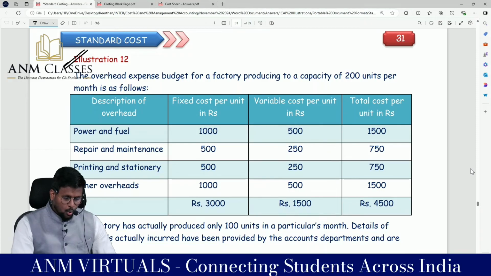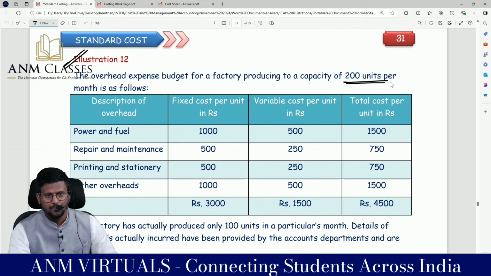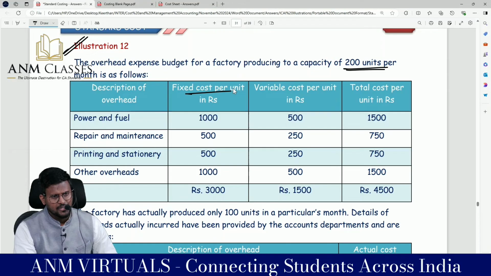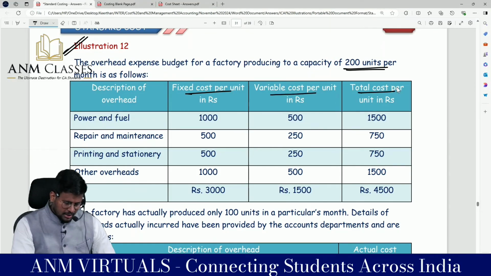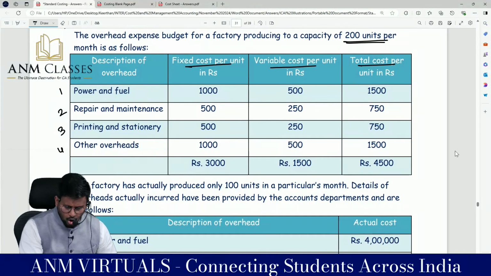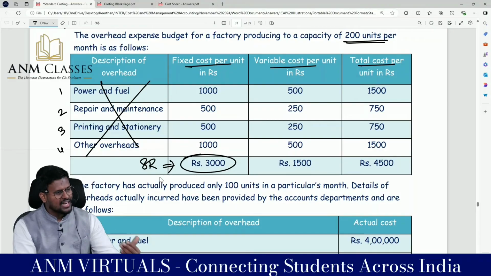Overhead expense budget for a factory producing to a capacity of how many units? 200 units. It is as follows. This is the fixed cost heading, you should be very specific. This is variable cost and this is total cost. They have given power and fuel, repair and maintenance, printing and stationery and other overhead. I don't want all this individually. I want the total, 3,000 rupees, is the standard rate. So they themselves have given the standard rate as 3,000.